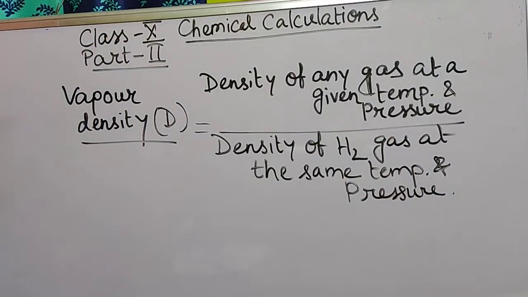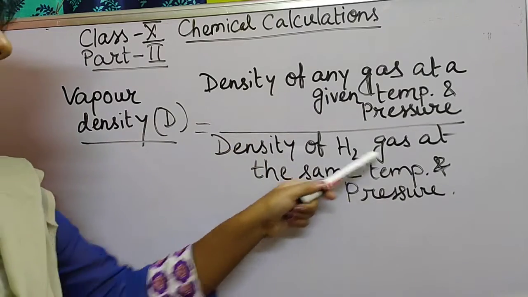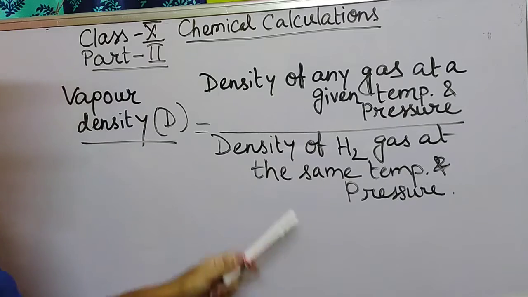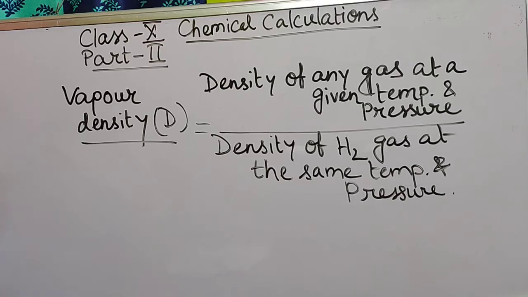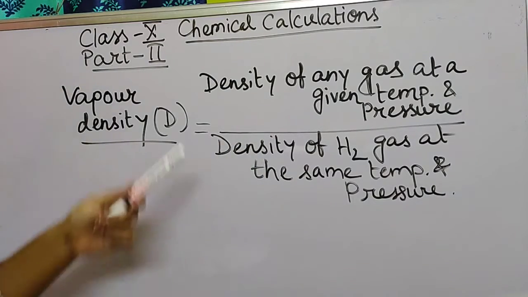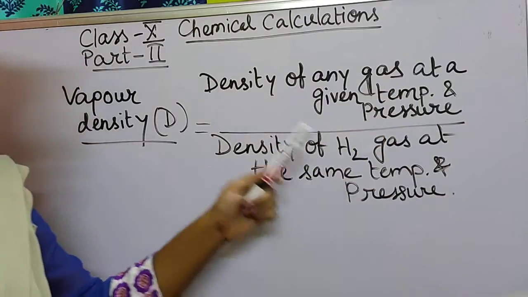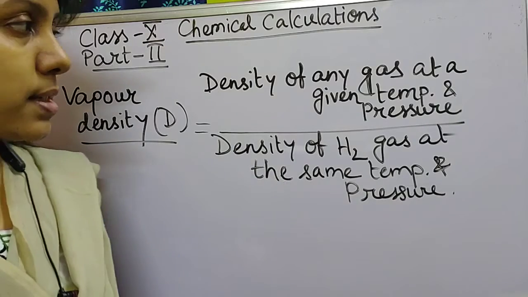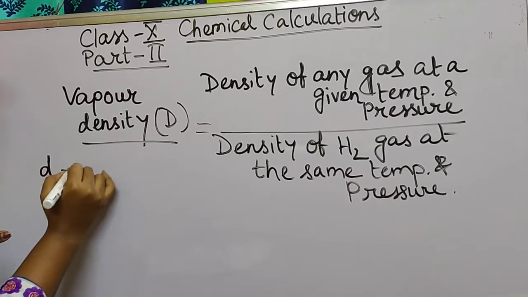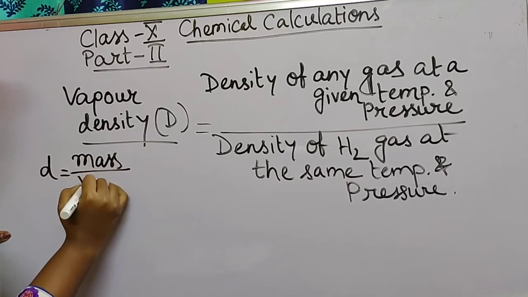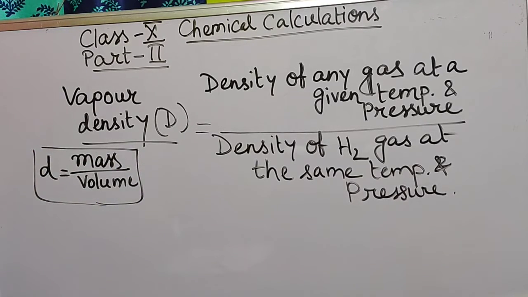That means the temperature and pressure we take here should be equal to the temperature and pressure taken for the hydrogen gas. So this is the ratio. Vapor density can be expressed as the ratio of the density of any gas at a given temperature and pressure by the density of hydrogen gas at the same temperature and pressure. Density means mass divided by volume.